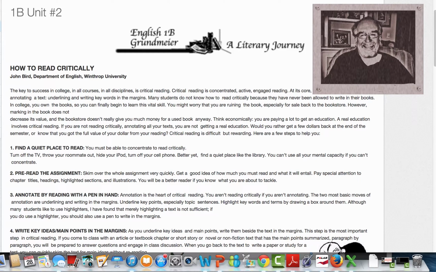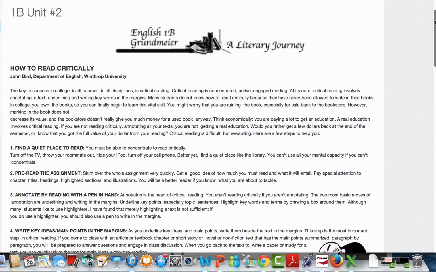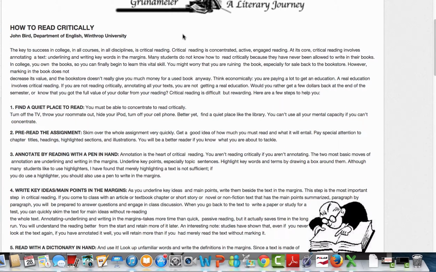1B Unit Number 2. This week you'll read an article in the beginning on how to read critically. There are no assignments with this, but it will benefit you to read this. First of all, it talks a lot about how to read critically.